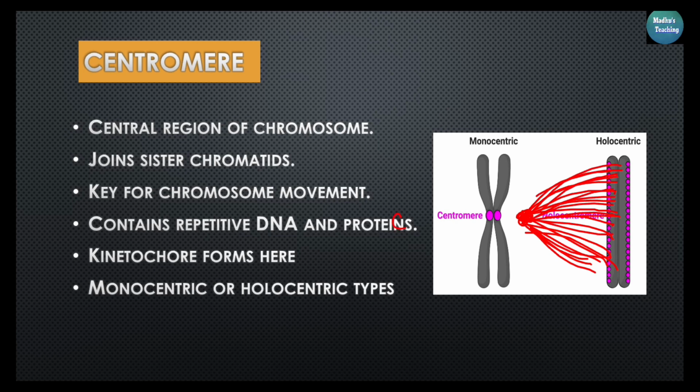But in monocentric type, the spindle fibers will attach to the single centromere at the center of the monocentric chromosome. So this is a little bit unstable separation of sister chromatids when compared to the holocentric type of separation.